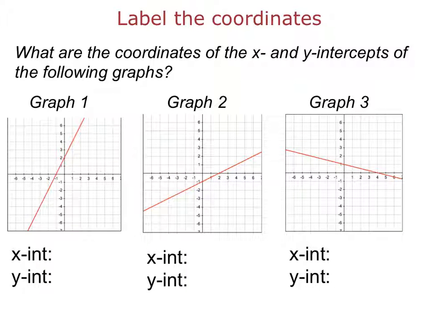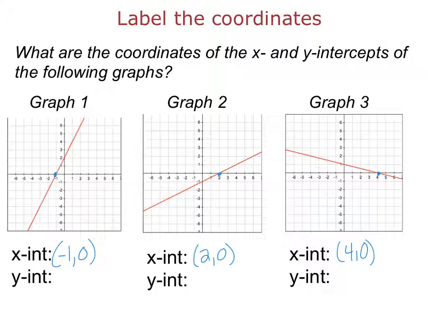So what we're going to do is look at these graphs, and name the x and the y-intercepts as ordered pairs, and then look at those ordered pairs and see if there's anything we can conclude from them. For graph 1, our x-intercept is right here at -1, 0. For graph 2, our x-intercept is at 2, 0. And for graph 3, the x-intercept is at 4, 0.